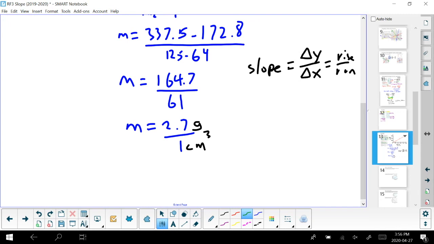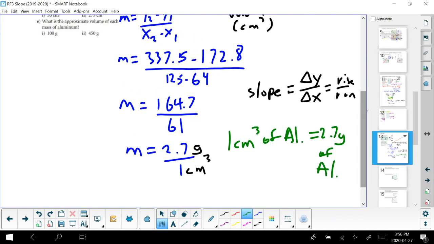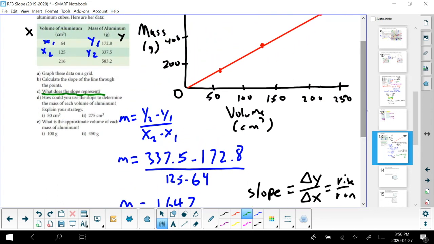So here we can state that our relationship between the weight and the volume of aluminum is that for every 1 cubic centimeter of aluminum, it's equal to 2.7 grams weight-wise of aluminum. Okay, that's the relationship that we have seen here. So we can use the slope to figure out the mass of our volume of aluminum.